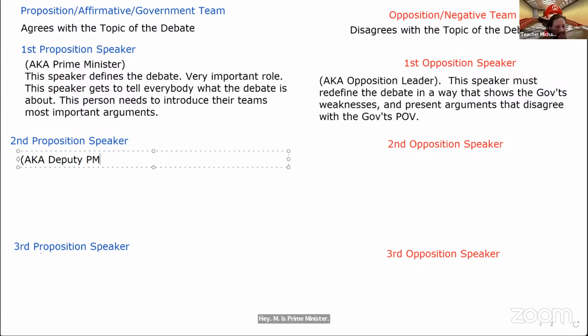So the second, I'll type this one out. So deputy is just another word for like second in charge. So deputy prime minister is kind of the same as vice president. So we have here the second proposition speaker, also known as the deputy prime minister. I'm just going to type out their role quickly and then we'll discuss it.